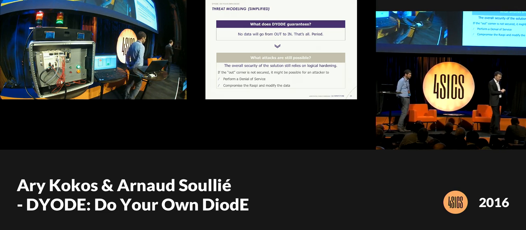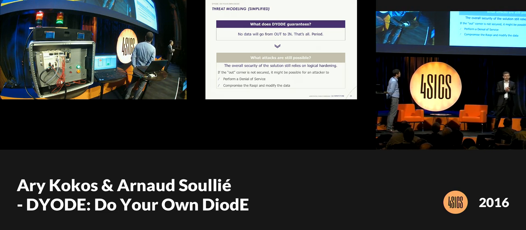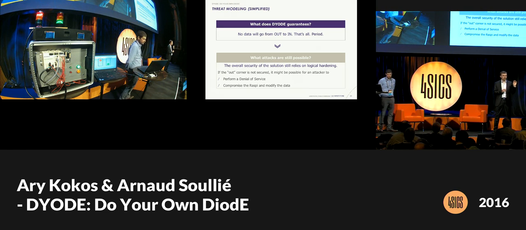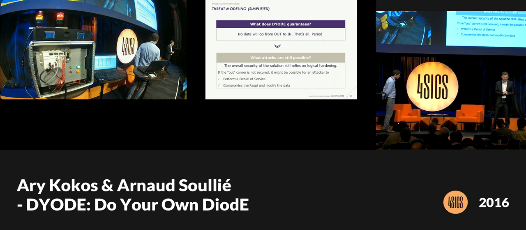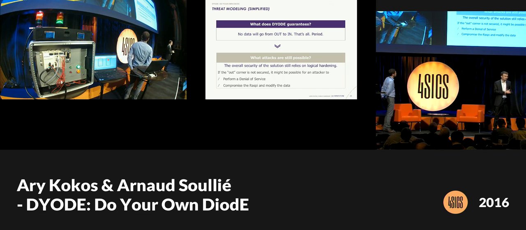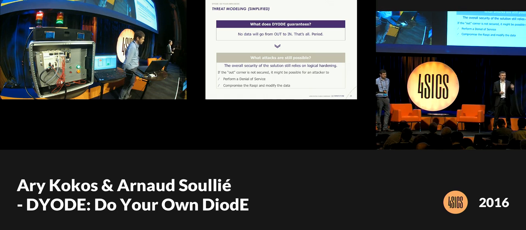Just a short word about the threat modeling. The only thing that our project guarantees is that the information flows in one direction only, because, based on physical properties, the photons can only go in one direction. However, we also rely on logical and hardware paths, especially the Raspberry Pi, which can be DoSed. They are not, for now, especially hardened, they can also be hacked and data can be tampered with.